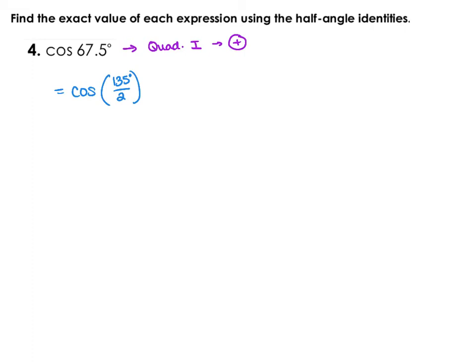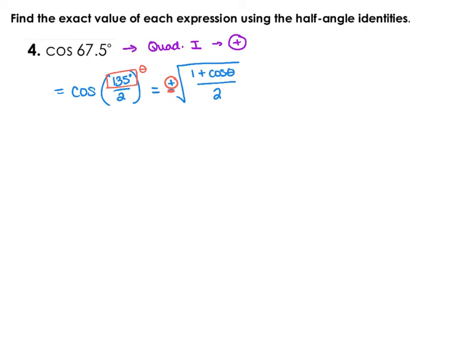So we know that the cosine, with a half angle identity, is plus or minus the square root of 1 plus the cosine of the whole angle, over 2. So this angle, the 135, that's your new theta, because what we're working with is theta over 2. Now the other piece to consider: we already decided that the 67.5 degree angle is in quadrant 1, so our final answer has to be positive. So we don't have to worry about that negative anymore. We're only going to think about the positive square root.